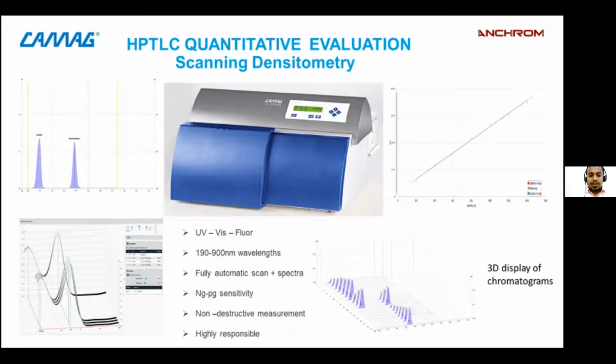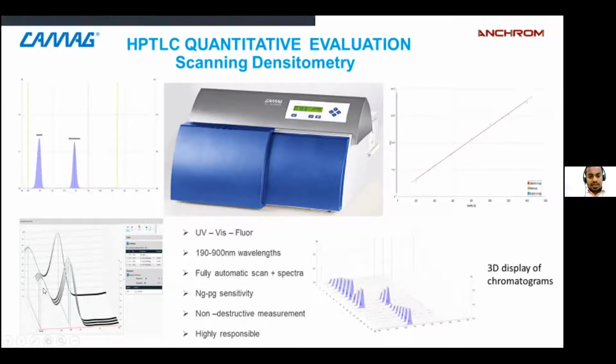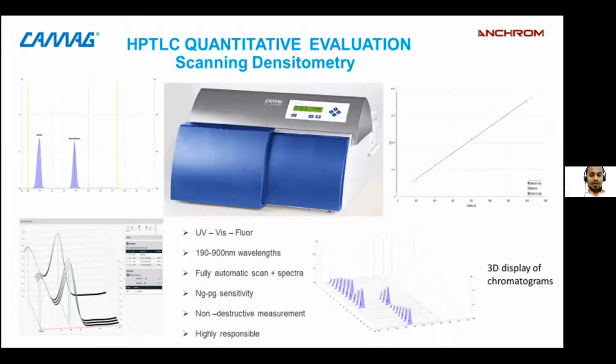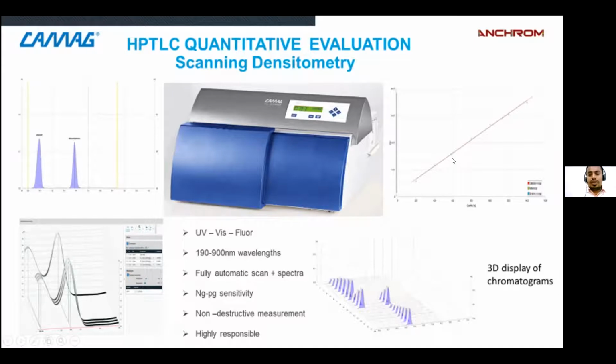You can take the spectra like this, and you can check whether the spectra of pure standard is matching the spectra of standard present in your sample. After checking the spectra, you can confirm its identity. In this scanner, it is fully automatic scan plus spectra, and you have the range from nanogram to picogram depending on the component, your main marker. If it is fluorescence active, you can go beyond this limit also. After the spectrum, you can go for the linear curve and you can get the quantification.